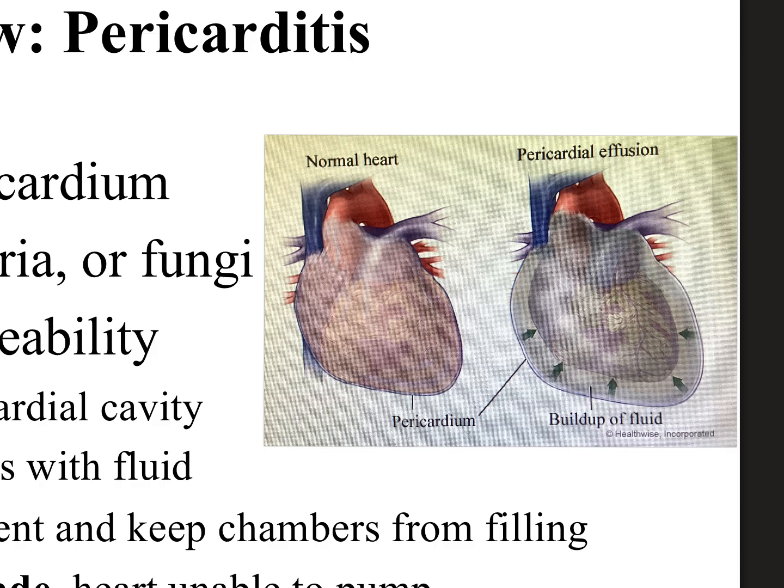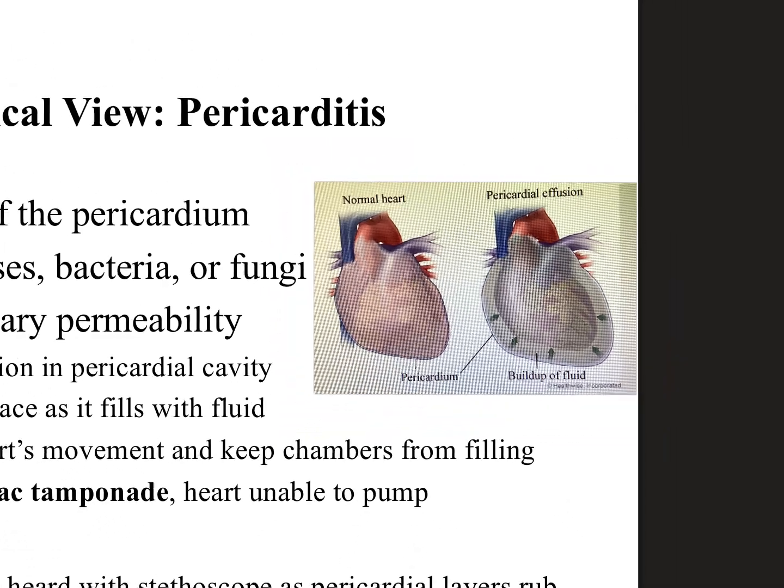So, how do we treat it? It's an inflammation. How do you treat inflammation? Talk about it. First off, how do you treat inflammation? Discuss. 20 seconds. Go.